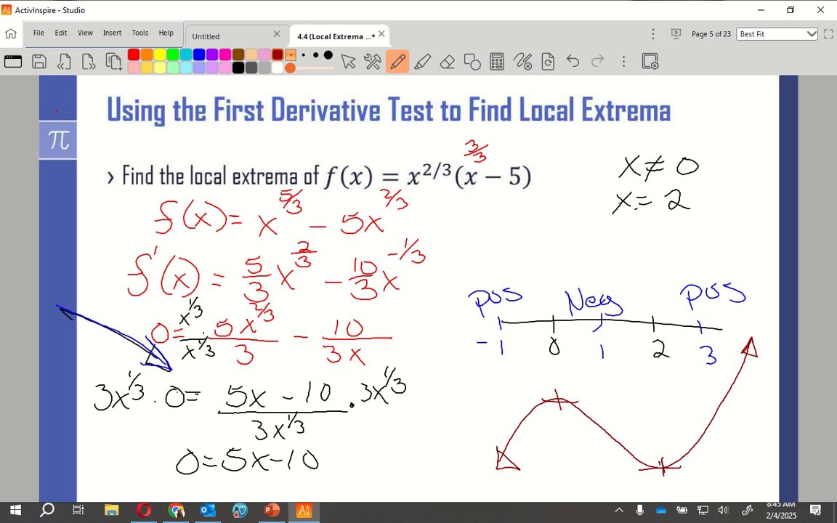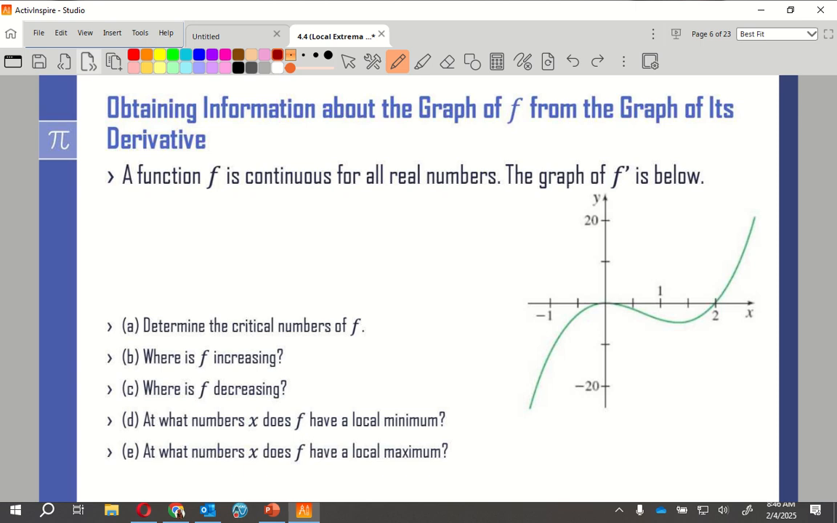0 is an asymptote. No, so if I look right here, this is the function, right? Oh, okay, never mind. No, see, we're just talking about the derivative being undefined. Yeah, I got it. So that makes it critical. All right, there we go.